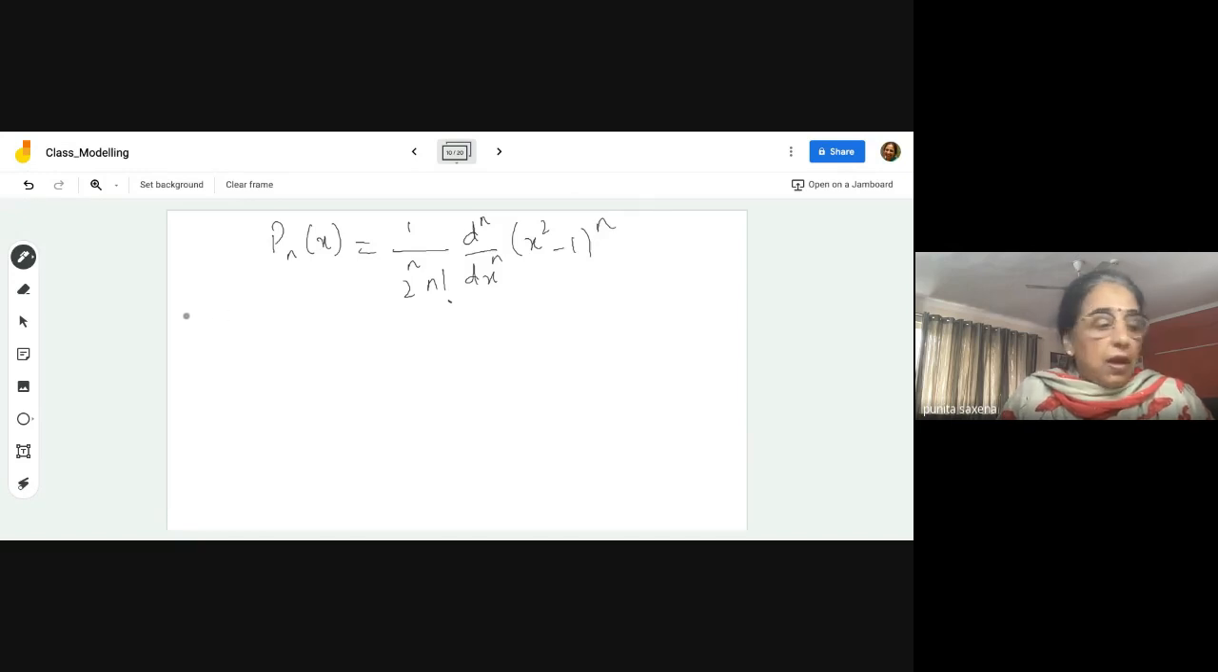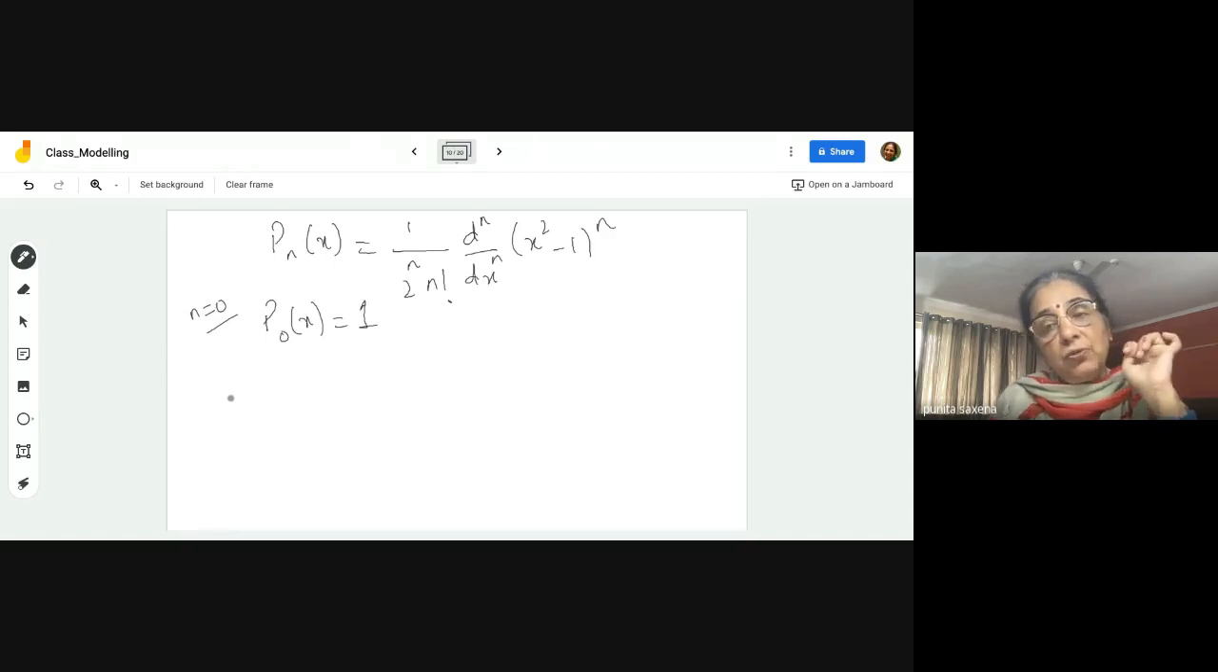Now, I want to find the polynomial of degree 0. That means I put n equal to 0, so I am getting P0 of x. What happens when n is 0? What is 2 to the power 0? 1. 0 factorial is 1. That's it. So you're getting your P0 of x as 1. And that was the first polynomial that you got by putting alpha equal to 0.